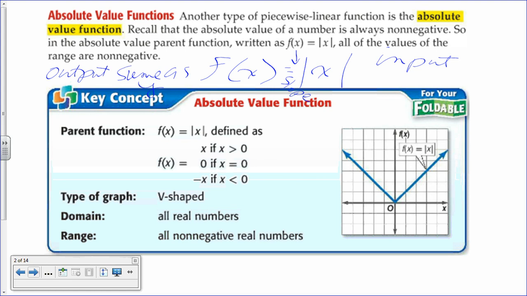Also, if it's positive in front, my graph is going to face how? Up. If it's negative in front, it's going to face it where? Down. All right? If it faces up, the vertex is called what? It's called a minimum.